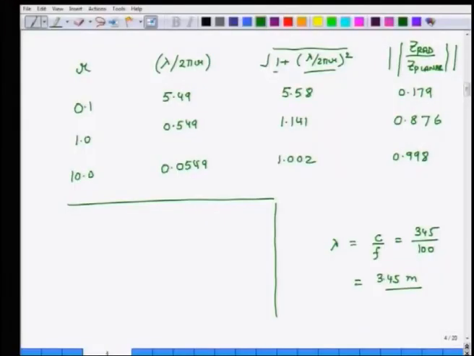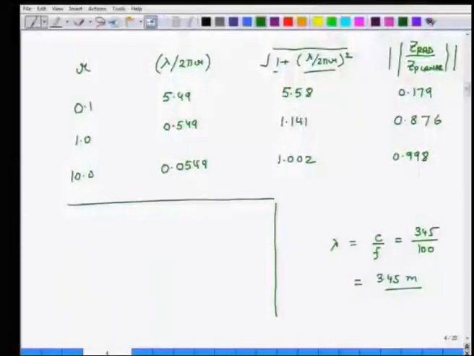The definition of being far or close to the source is in the context that if the λ over 2πr term is very small compared to 1, then I am far from the source. If the λ over 2πr term is very large compared to 1, then I am close to the source. So, that is what we learn from this illustration.